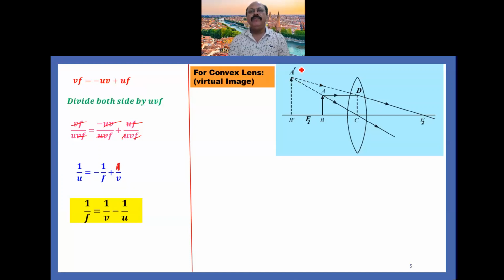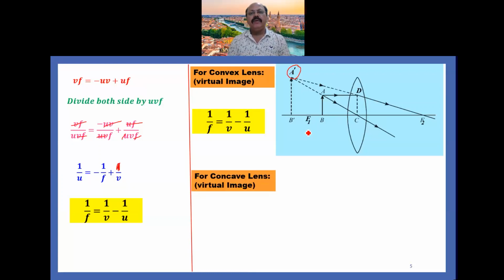Then it appears to come from the A dash point. Then A dash is the virtual image of the point A. Then drop a perpendicular on the principal axis, that is A dash B dash. Then this A dash B dash is the virtual, erect and magnified image of object AB. And the same concept we apply to find the formula, and we get the similar formula: 1 upon F equal to 1 upon V minus 1 upon U. In the same way, we can also find out the formula for the concave lens, and in the concave lens the image is always formed virtual.